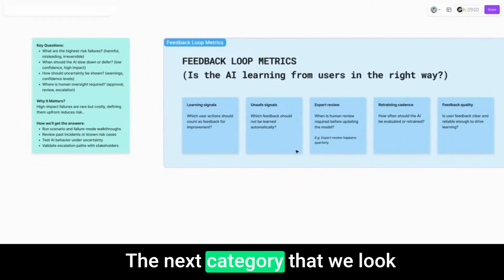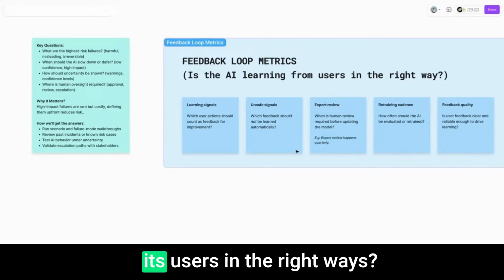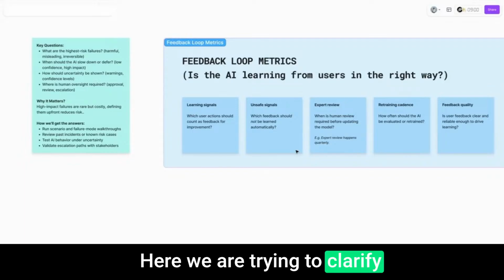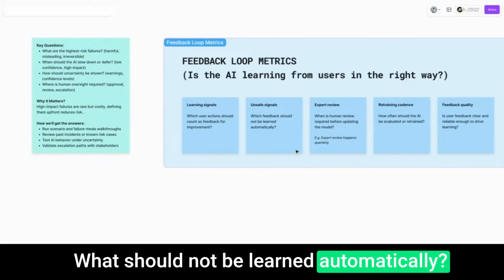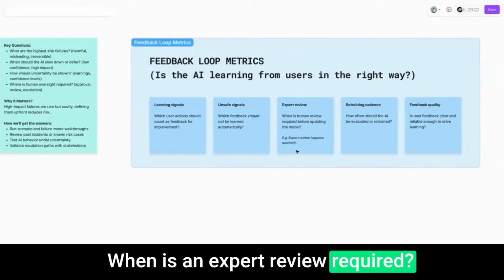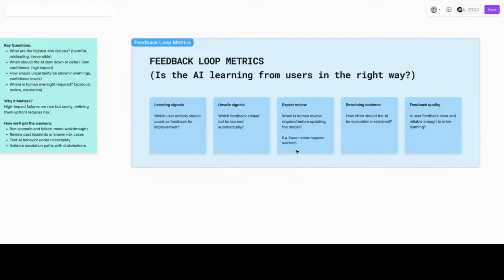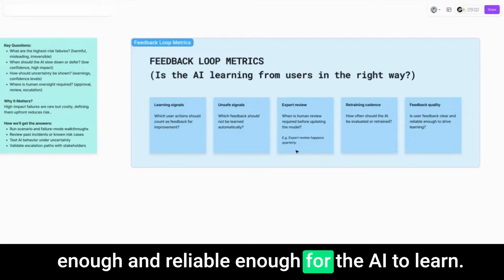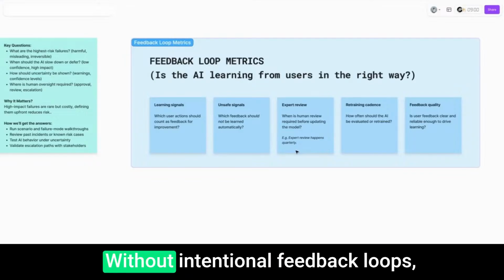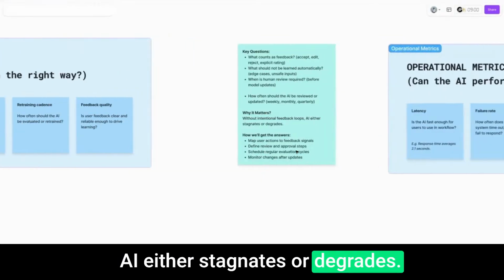The next category that we look at are the feedback loops. That is, is the AI learning from its users in the right ways? Here, we're trying to clarify what counts as a feedback, what should not be learned automatically, when is an expert review required, how often should the AI be evaluated or retrained, or if the user feedback that we are feeding is clear enough and reliable enough for the AI to learn. Without intentional feedback loops, AI either stagnates or degrades.